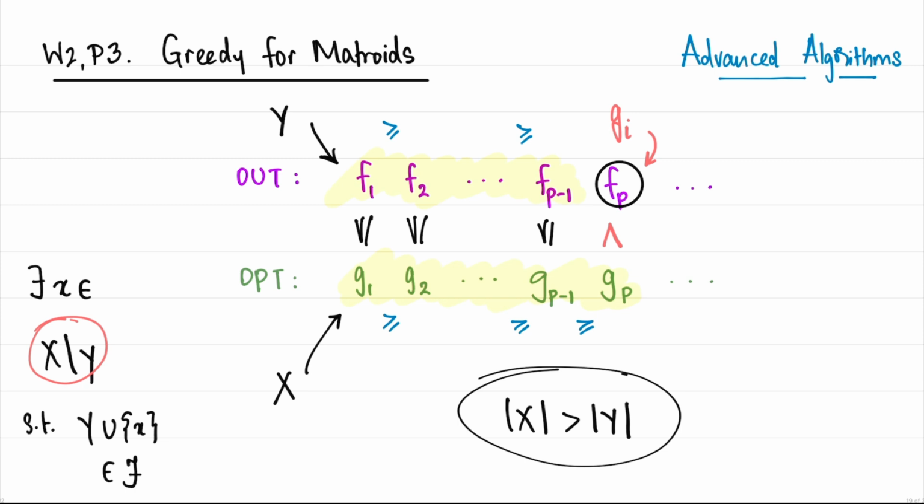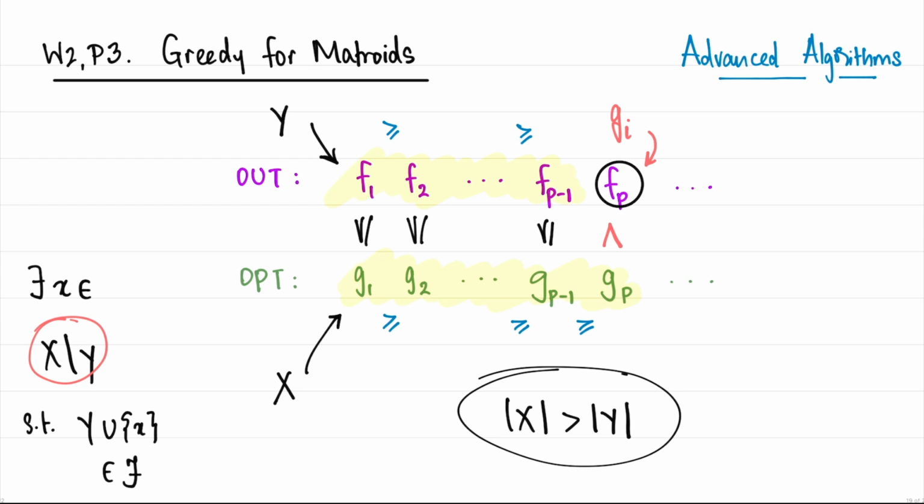And notice that the exchange property helped us pull out this element which would drive the contradiction. Without the exchange property, without that structure in the family, we would not have been able to prove the correctness the way we just did. So that assures us that greedy is in fact guaranteed to work, and that's pretty much the entire proof right here, and I hope that it was convincing.